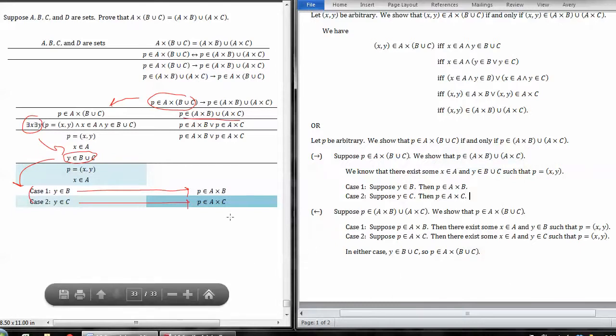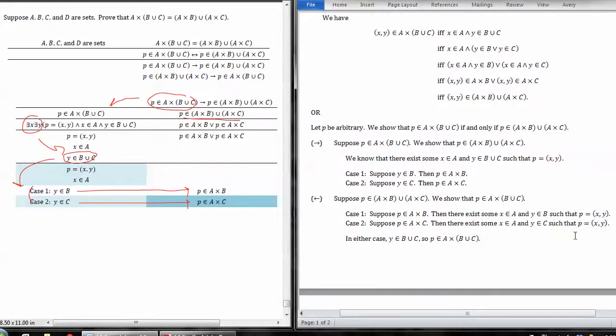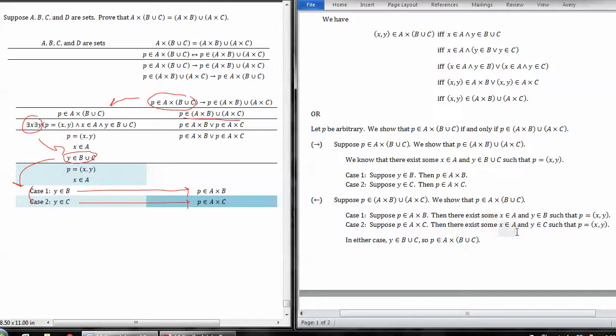Okay, finally the other direction, which we didn't work out over here, but it's quite similar. Suppose we have P in the right side. We're going to show that P is in the left side. So if P is in here, then either case 1, P is in A times B, or case 2, P is in A times C. If it's in A times B, then we have an x in A and a y in B such that P looks like that. And similarly in case 2. And in either case, y is in B or y is in C, right? So in either case, y is in B union C. And in both cases, we also have x in A, and so we have that the point P is in A times B union C. And we're done.